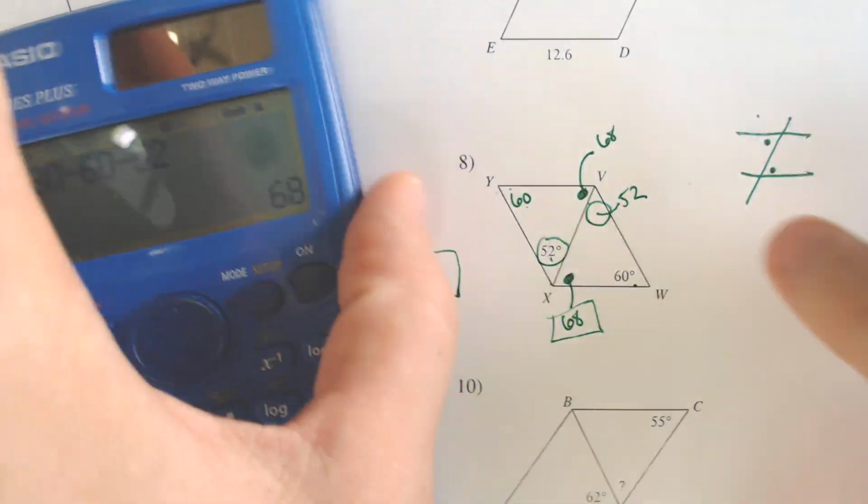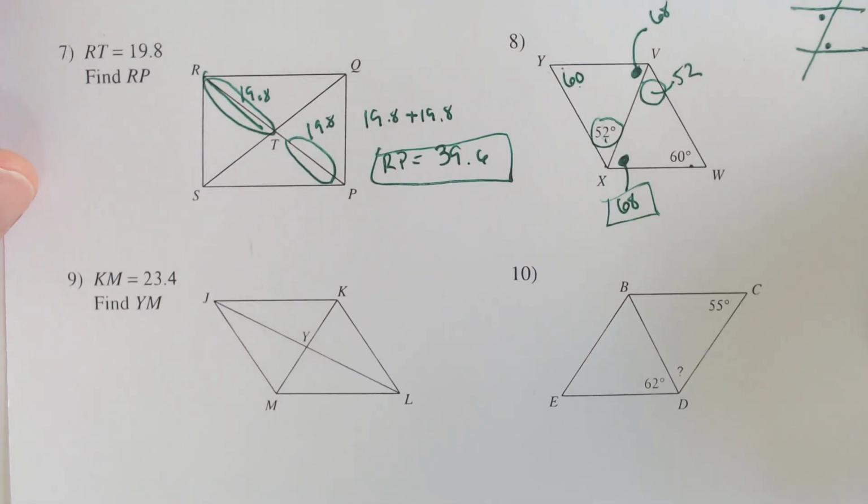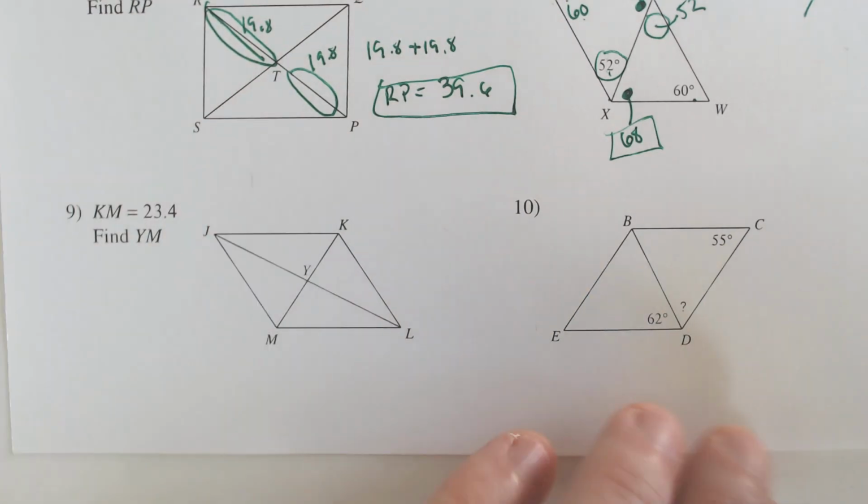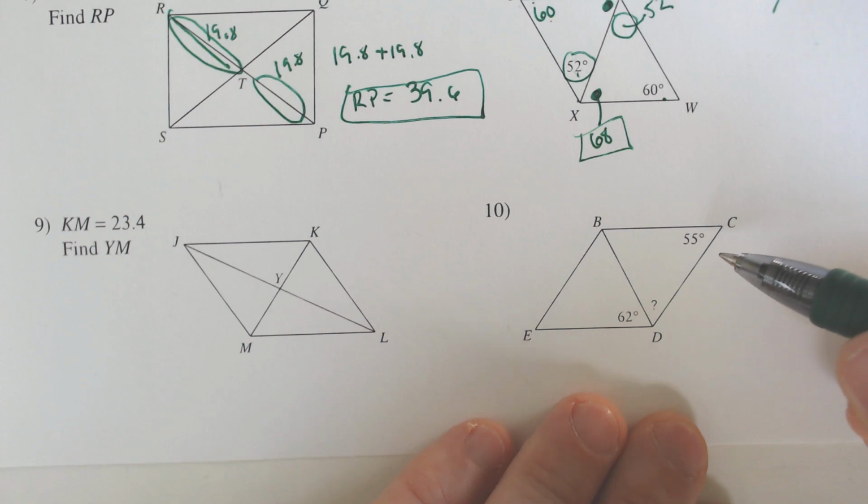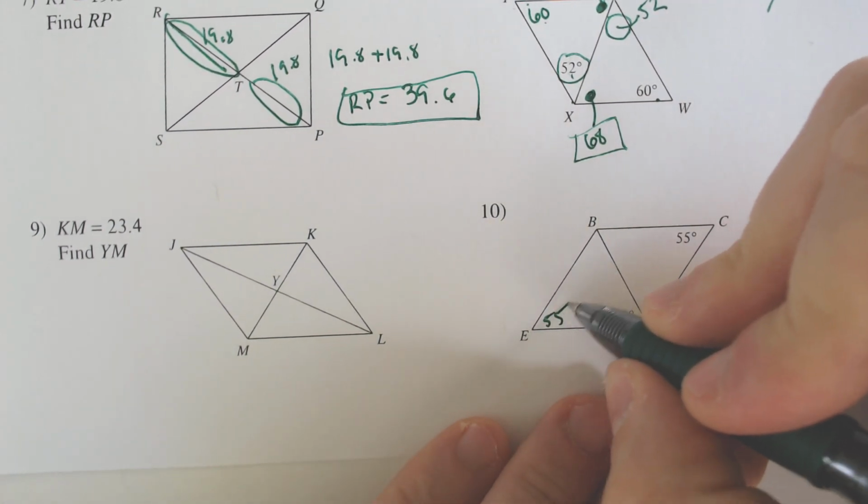All right? No problem, no problem. We might want to do another one of those. Let's see, we got 55 here. 55 would go on the opposite side.